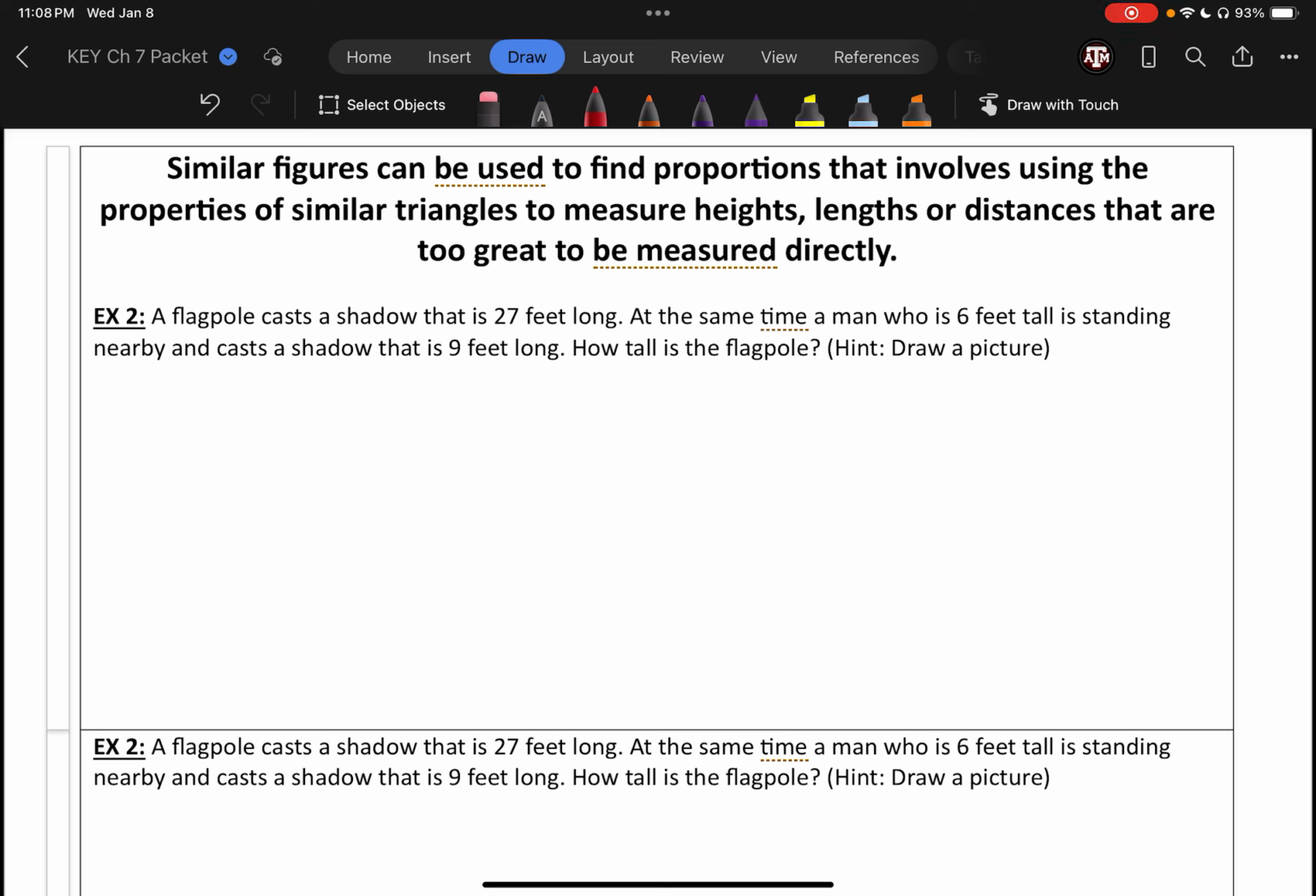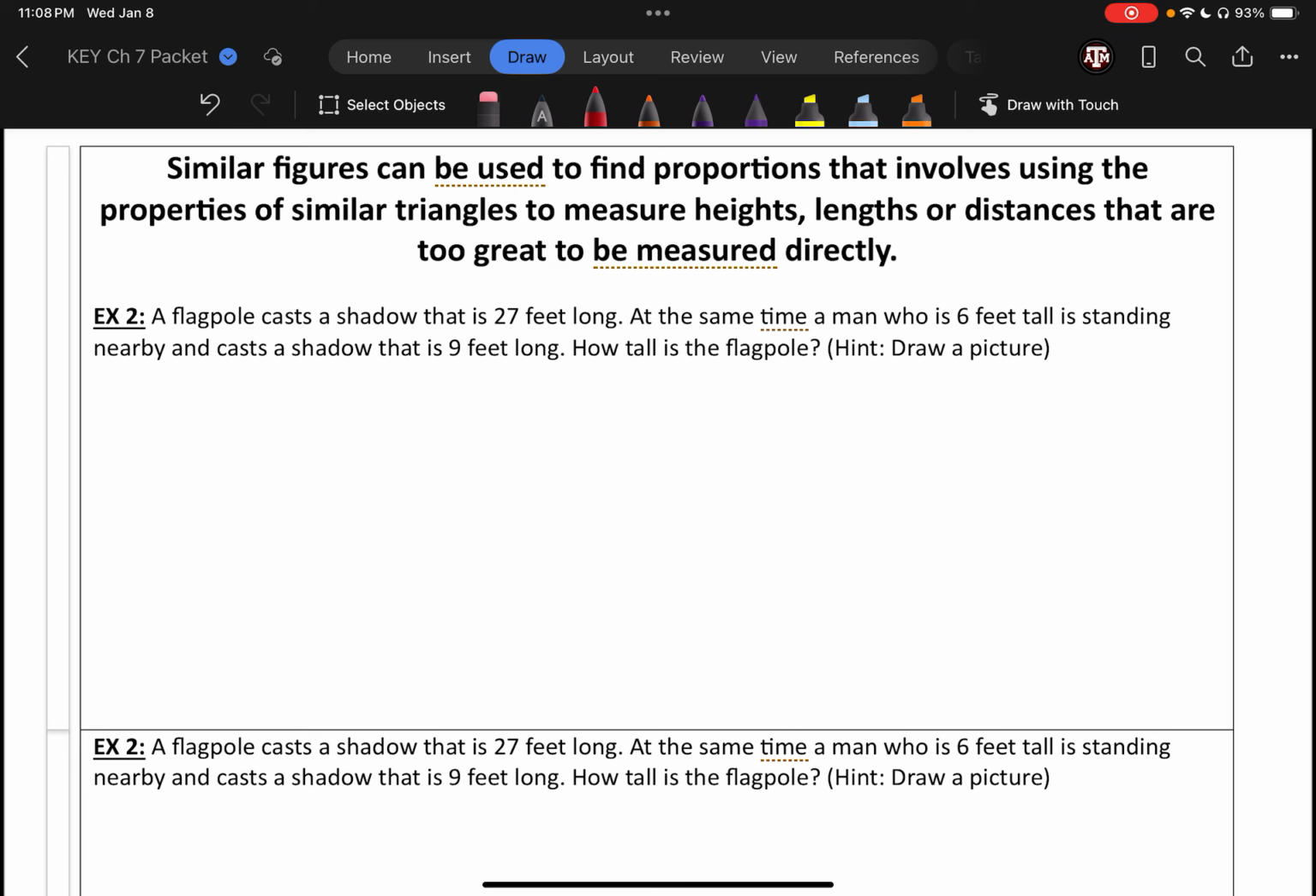So for example, if I told you to measure the height of our school and I wanted you to do it in centimeters, I'm not going to sit there with a ruler and measure it. I'm not. This is where we can use similar figures to our advantage. So let's look at an example. It says a flagpole casts a shadow that is 27 feet long. At the same time, a man who is 6 feet tall is standing nearby and casts a shadow that is 9 feet long.